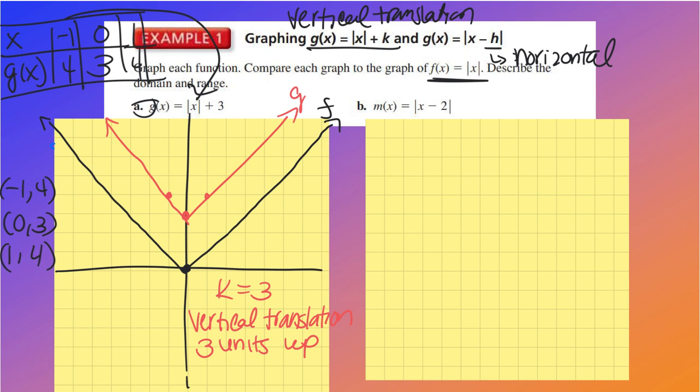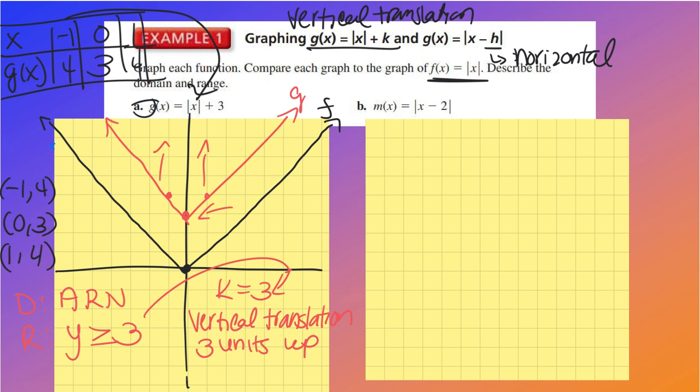What's my domain? D for domain, okay? My domain is all real numbers. And my range is y is greater than or equal to 3. That was given. Okay? 2, 3. So here we have 3. So y is going to be greater than or equal to 3. So anything above up here will be a solution.